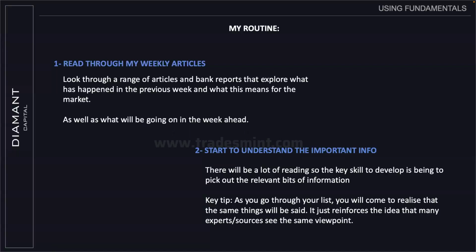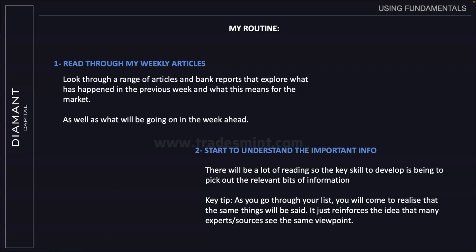So the key tip here is, as you go through your list of resources, you will come to realize that the same things will be said. It just reinforces the idea that many experts and sources see the same point of view. So what I'm trying to say here is, let's say, for example, I have about 10 websites that I usually look at. In the first one, they're going to say something. In the second, they'll probably say something similar. And I'm going to see this happen again and again. It just reaffirms the same idea.